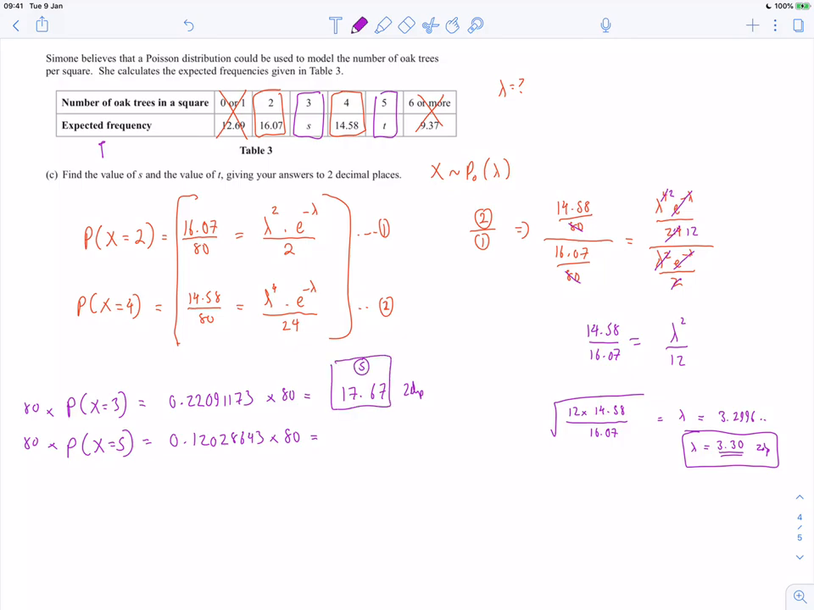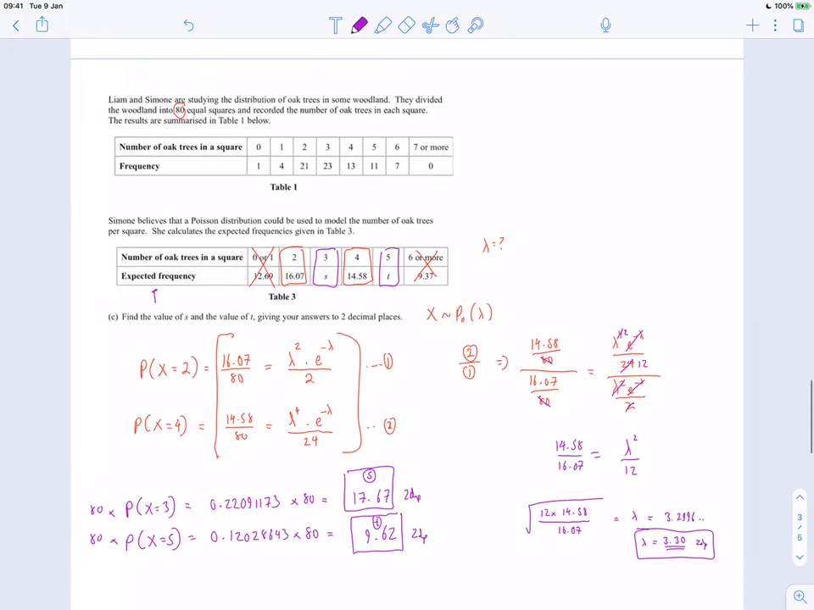And then 0.12028643 times by 80, I will get 9.62 to two decimal places, and this will be my T value. Coolsies. So yeah, not that bad.